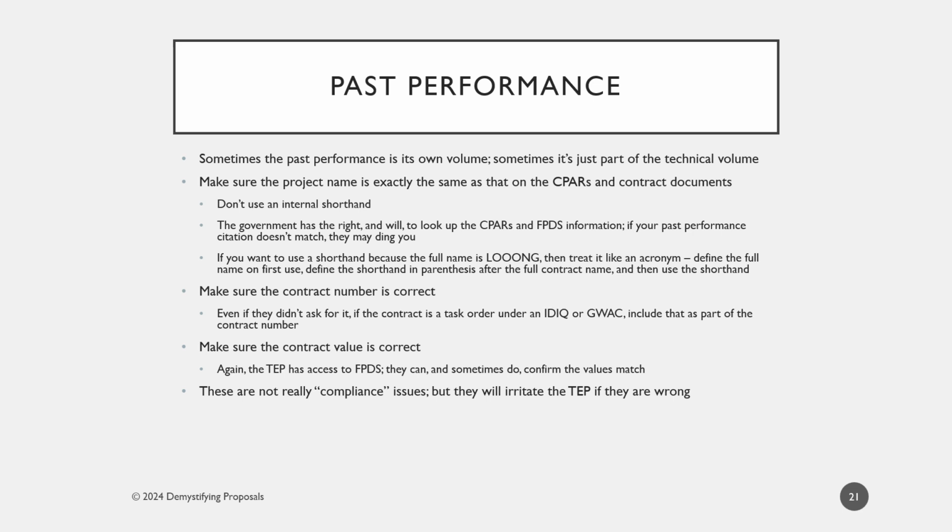Also, make sure that the contract number is correct. Even if they didn't ask for it, if the contract is a task order under an IDIQ or a GWAC, then include that as part of the contract number. So you would have two numbers. The first number would be whatever the IDIQ is or whatever the GWAC is. And then usually we use a slash and you put in the contract number for the particular project after that.